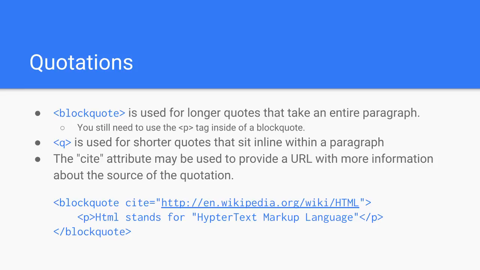You might even have a heading inside your block quote, something like that. Q we'll use for shorter quotes that are inline within the paragraph. So this is if you're just quoting inside of a paragraph and it doesn't need a new line. It's not a separate quote from your content. It's just all inline with your content. We can also use the cite attribute if you want to provide a URL with a citation for your quote. So here's an example of a block quote where we've got a citation and we're citing Wikipedia. And inside the block quote, we've got our paragraph, and then we close our block quote.